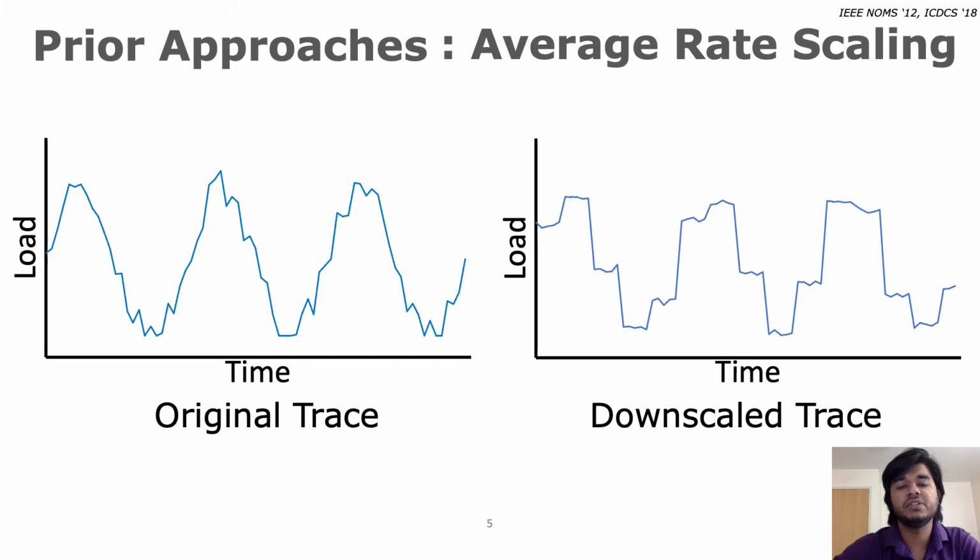The efficacy of this approach is highly dependent on the choice of the appropriate time interval. Choosing too small an interval can result in exaggerating the burstiness in the arrival process, while choosing too large an interval may suppress it. In this example, we demonstrate the effect of choosing too long a time interval in the downscaled trace. As you can see, the downscaled trace does not represent the original trace.